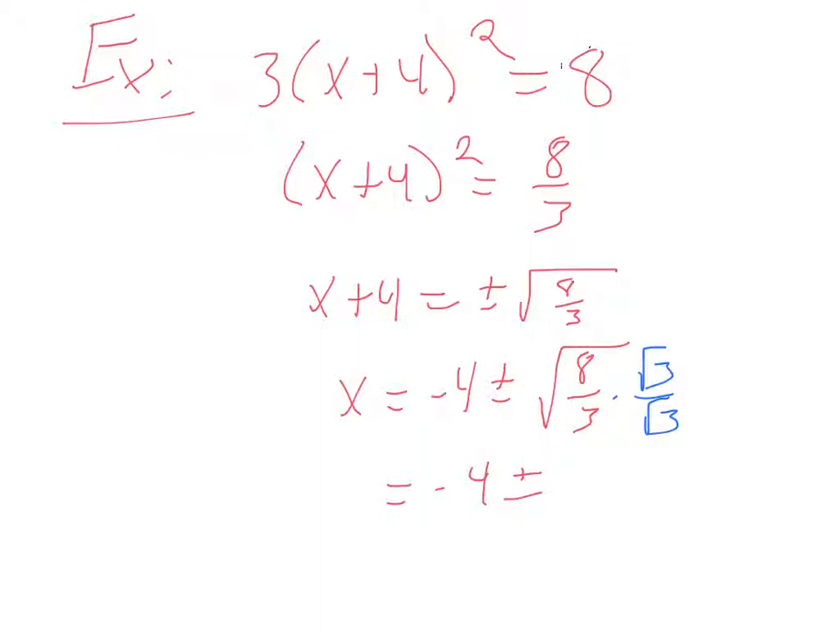Plus or minus square root of 24 over 3. And then square root of 24, that can be reduced, right? What is square root of 24 reduced to? 2 square root of 6.